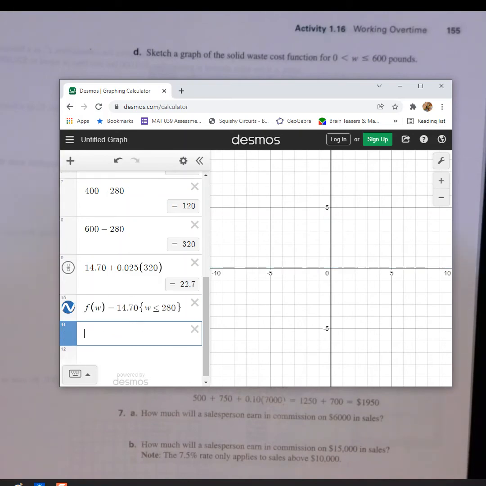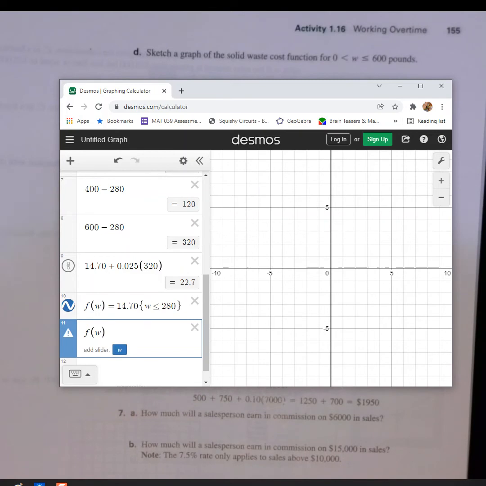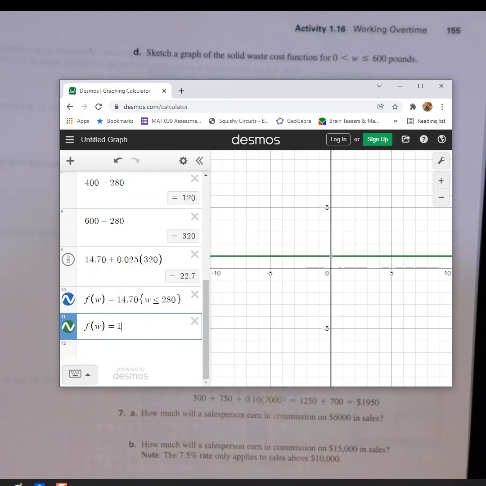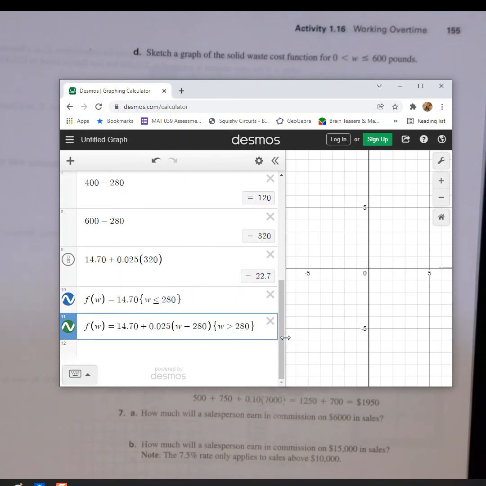And the second one, f of w, is going to be equal to 1470 plus 0.025 times w minus 280, and we're going to use that on the condition that w is greater than 280. So I can expand this for just a moment so that we can see our functions there, make sure that they're entered correctly, and then we're going to look at the graph part of it next.